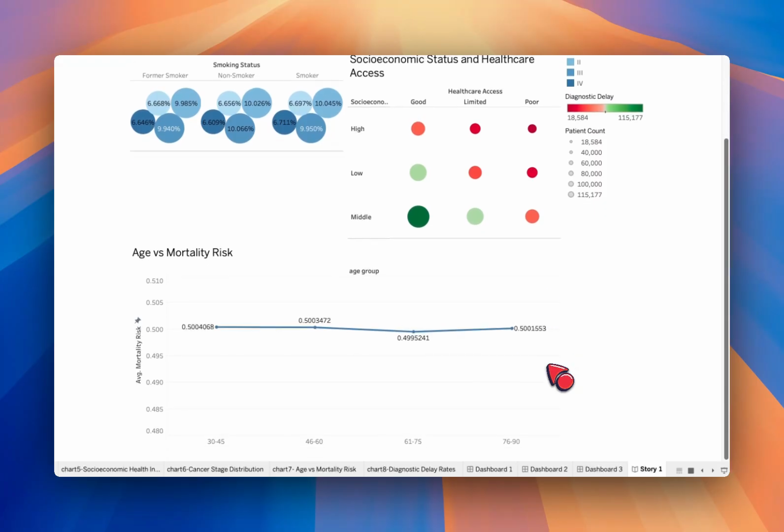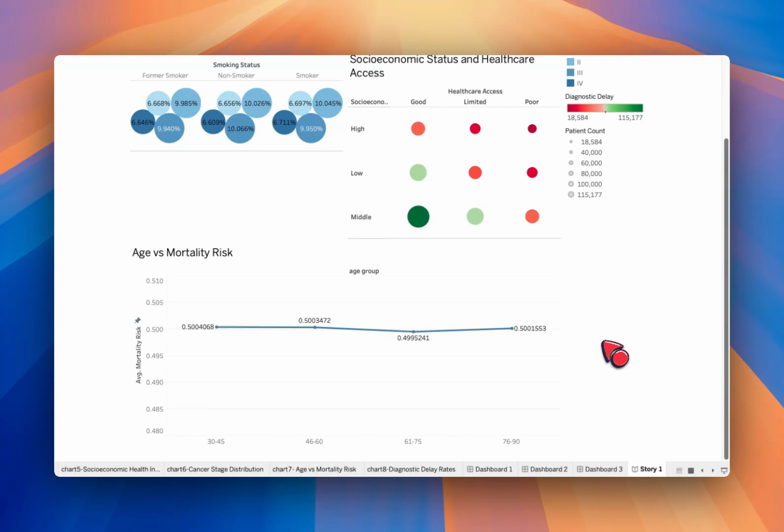Let's look at the age. The age versus mortality risk chart below shows something interesting. Look at this line. It's almost flat. All age groups have mortality risks around 50%. Age doesn't have much impact.